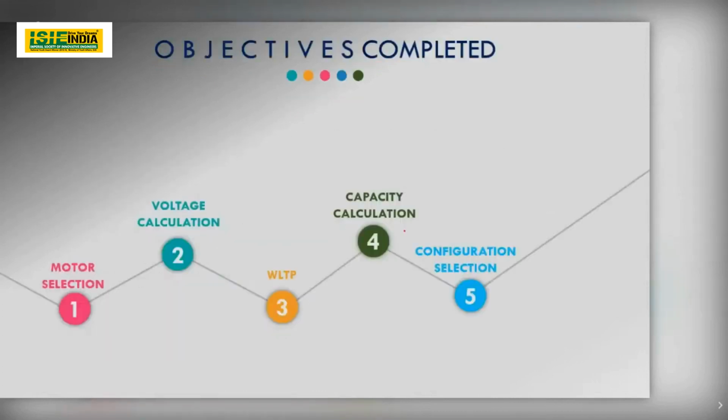So that was all for today's lecture. The objectives completed in this lecture were motor selection and voltage calculation. We got familiar with the process of WLTP, which was initialized in 2017 and is now used worldwide. Then using the WLTP process, we did the capacity calculation for our battery box, and once we had the voltage and capacity calculation, the battery configuration was decided.